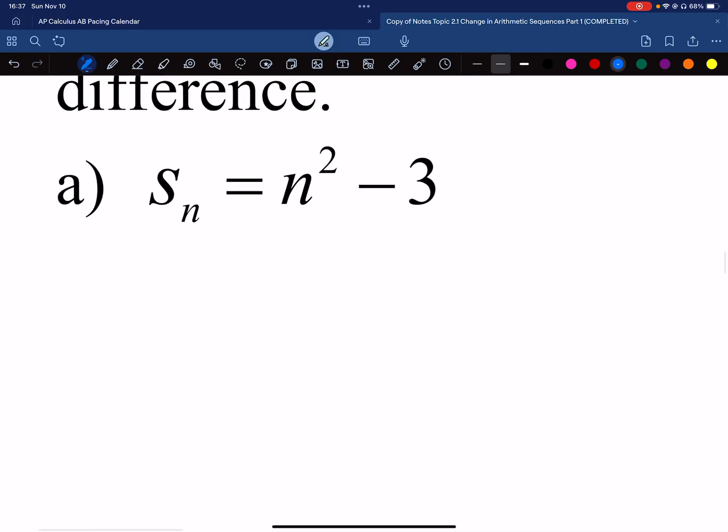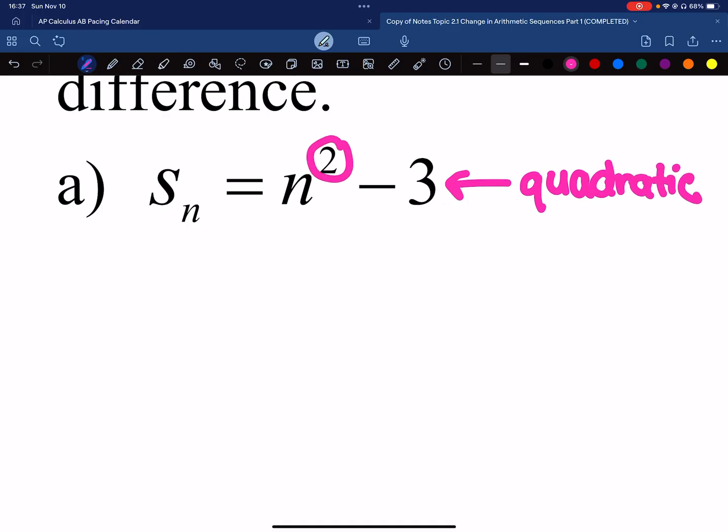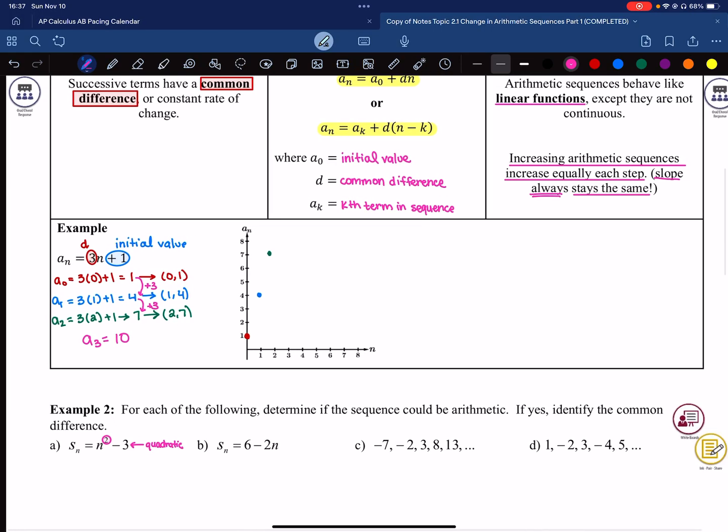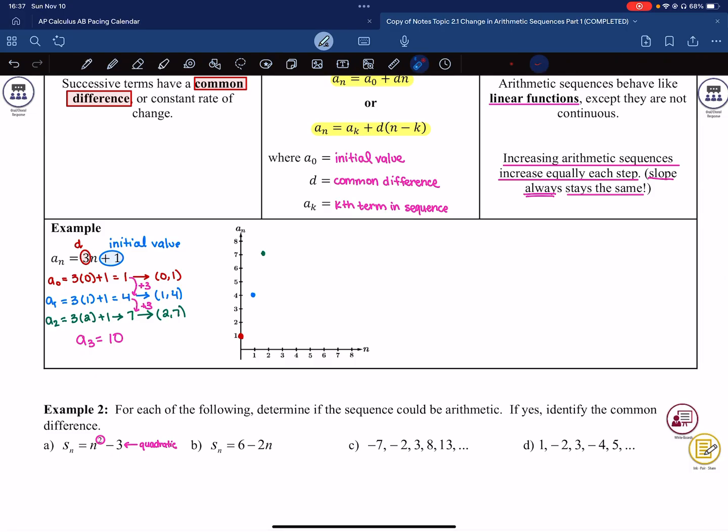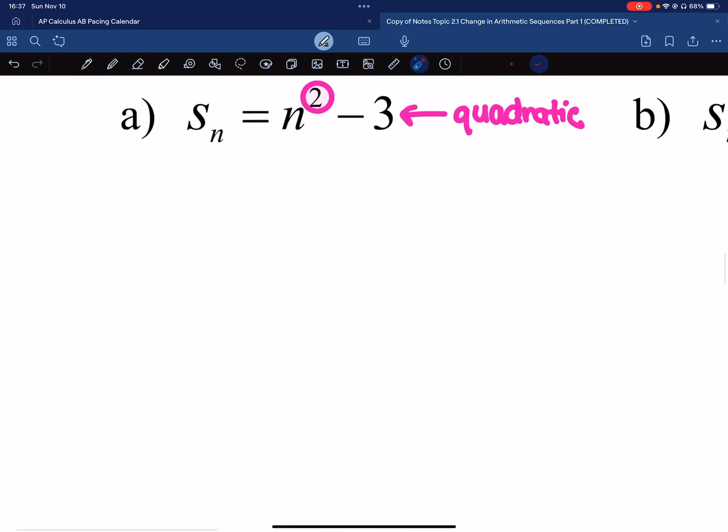So first thing you could do is you could say, well, this right here is a quadratic because of the x squared. So right there, that should tell you that it is not going to be arithmetic, because we said arithmetic behaves like a linear function. Okay, but if you were not sure about that, what you could do is you could plug in some values.